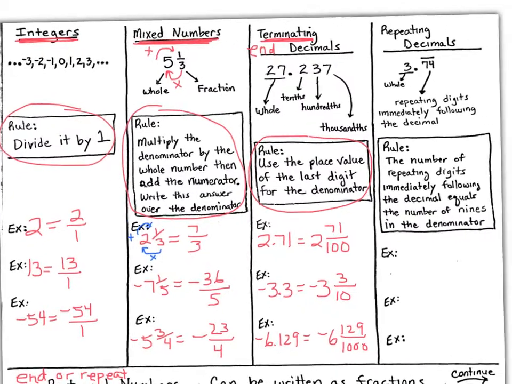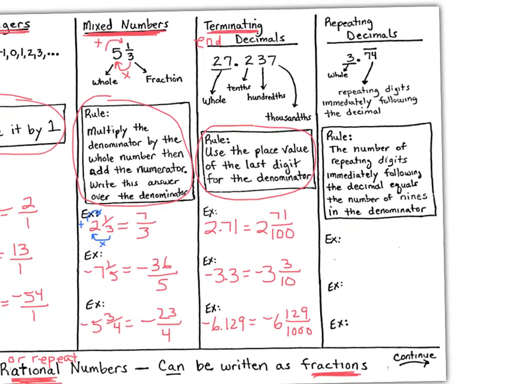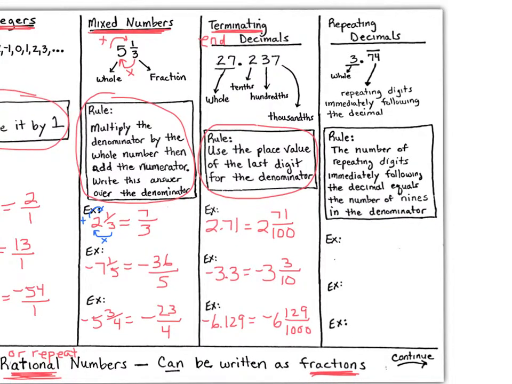Alright, the last column is kind of a weird little trick, and it works for repeating decimals. So repeating, the ones that have a pattern. So an example, 3.74 with the repetition bar, that means 3.74, 74, 74, 74, etc. And when they repeat, here's the trick. However many repeaters there are, that's how many 9s go in the denominator. However many things repeat, that's how many 9s you use in the denominator.